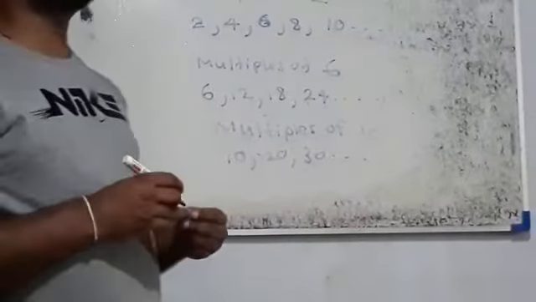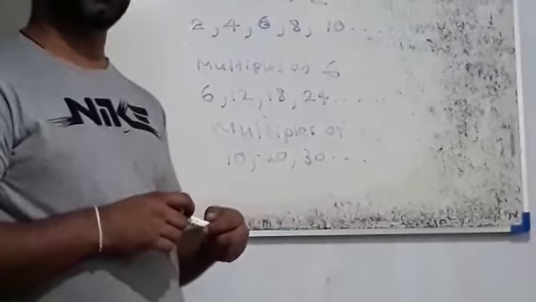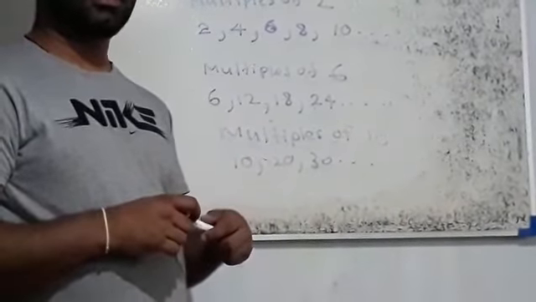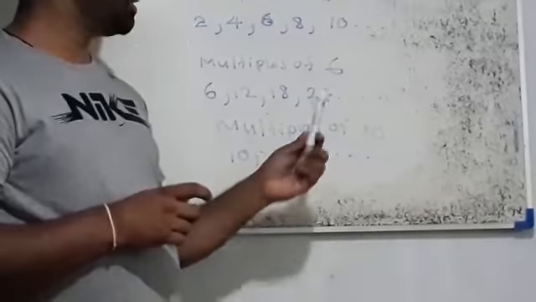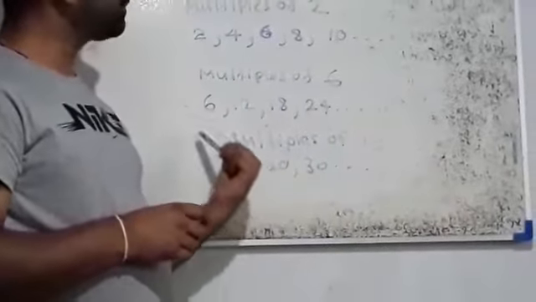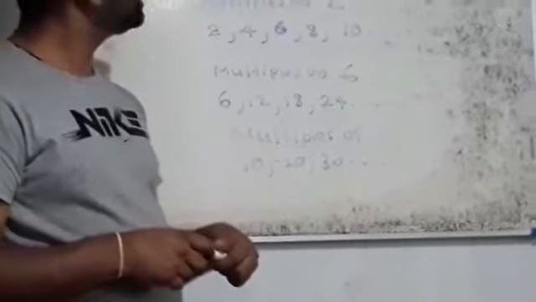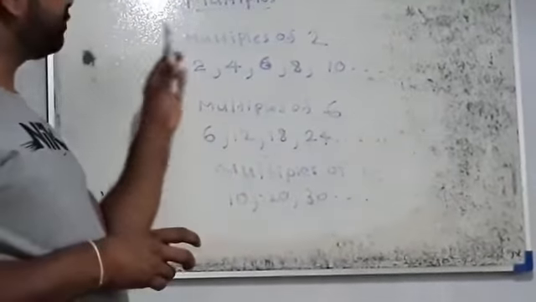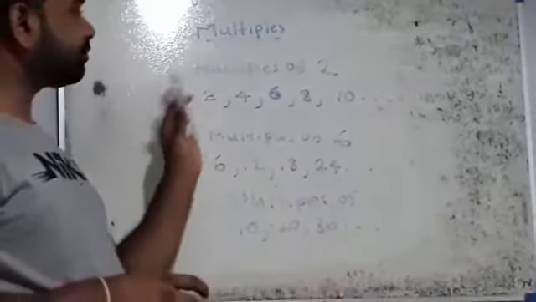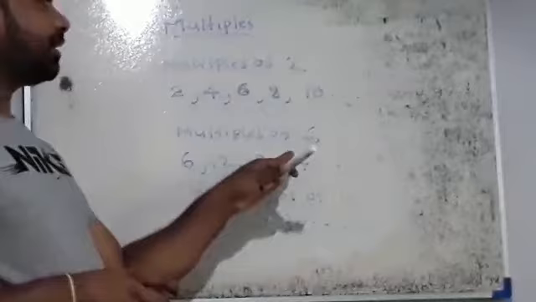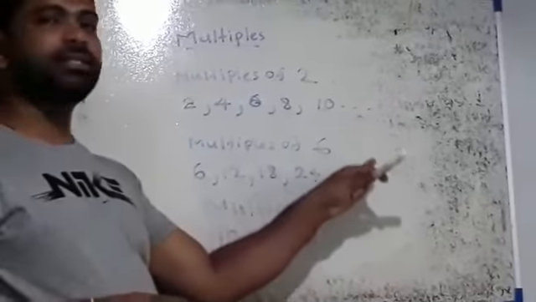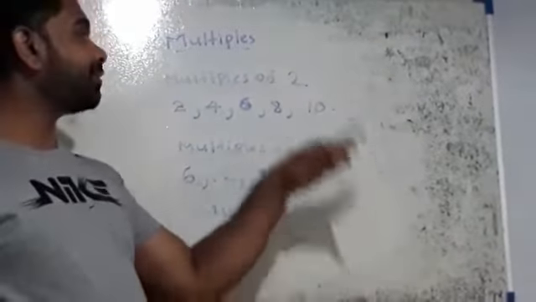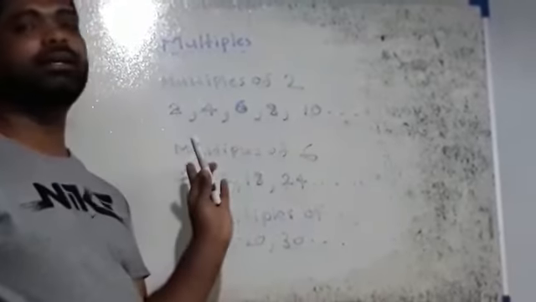So if you have a great memory of multiplication, you can write quickly the multiples of the given numbers, right? So if you are given a whole number and you multiply it by another number, a result will come, that we call the product. That product becomes a multiple of the given number.